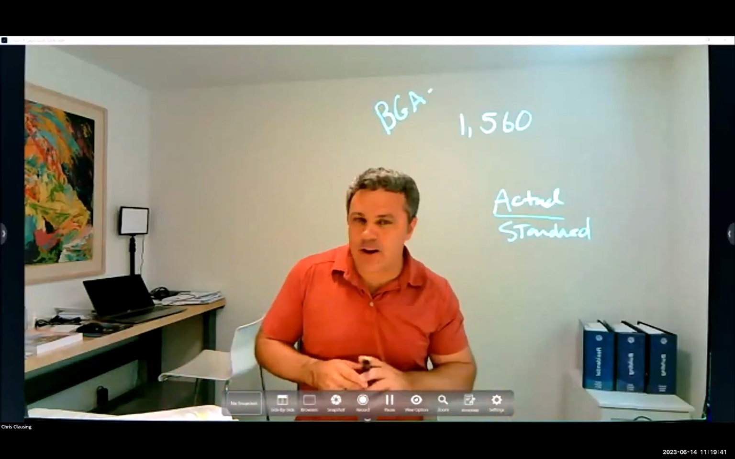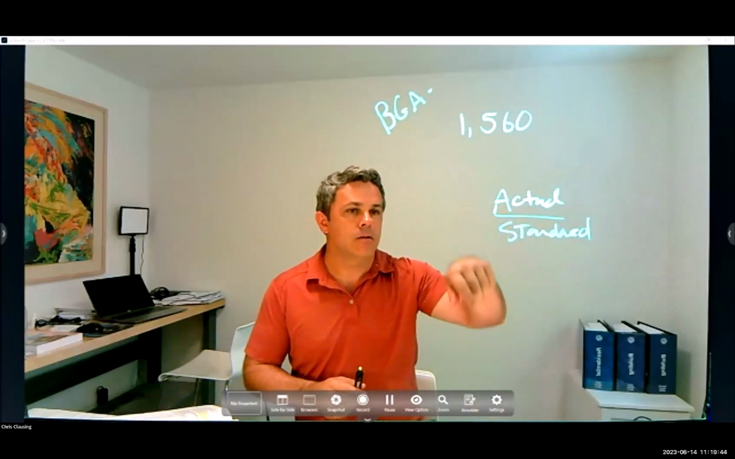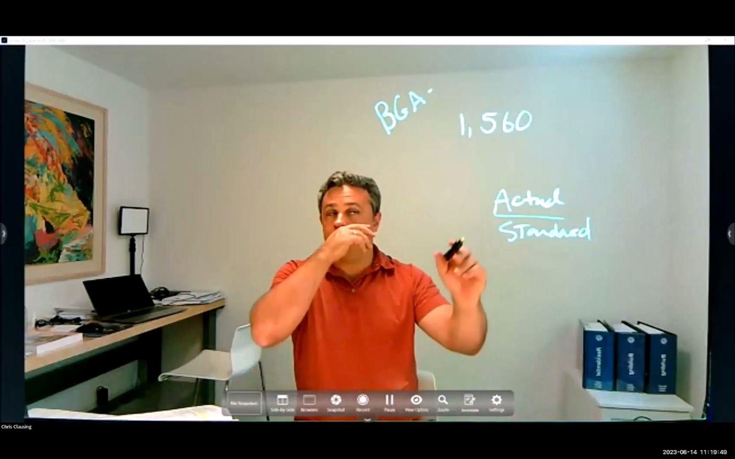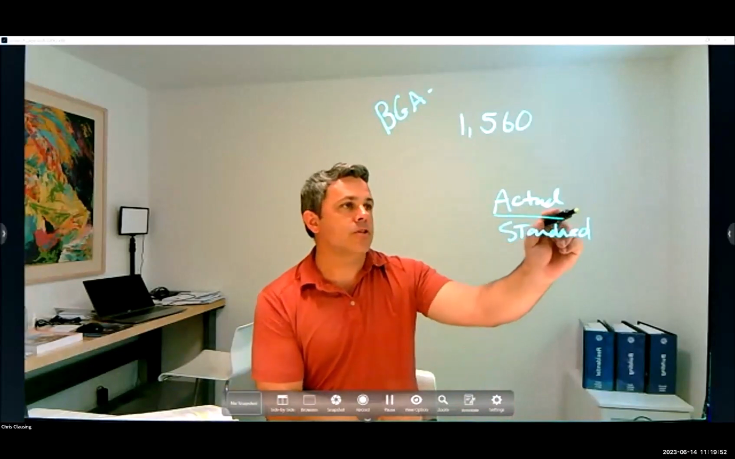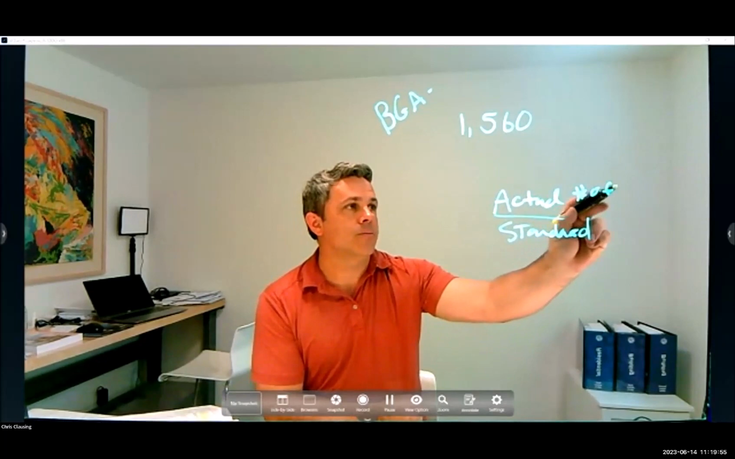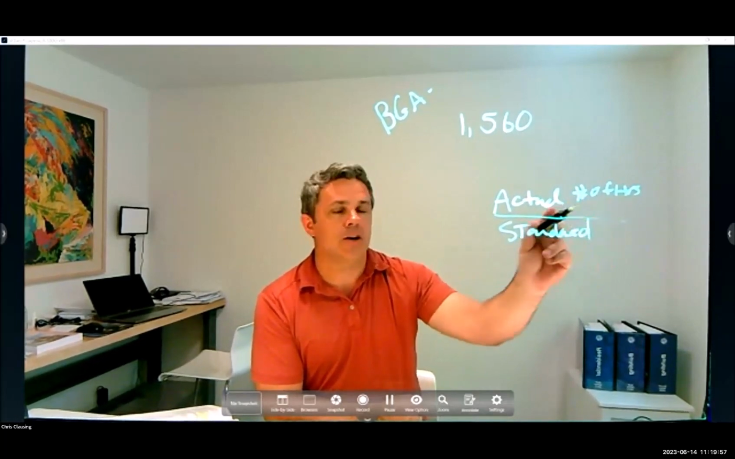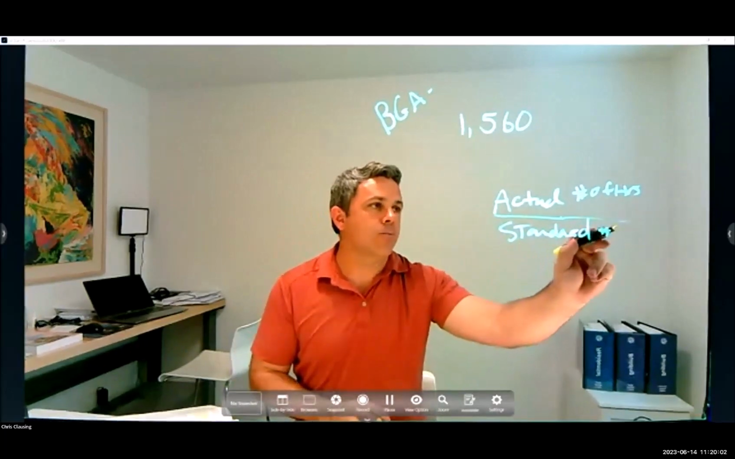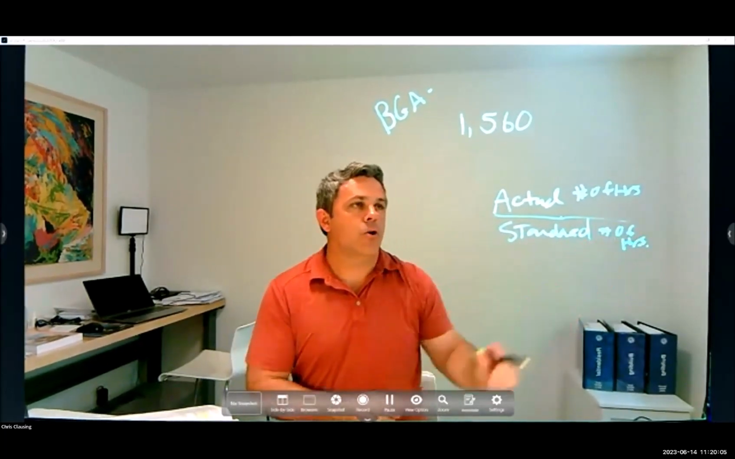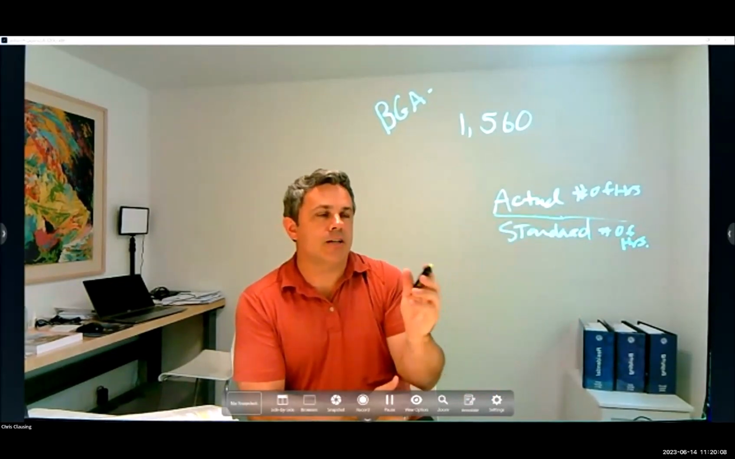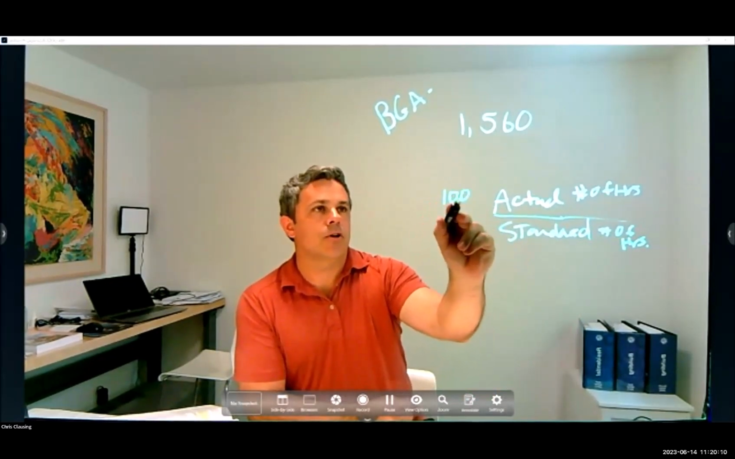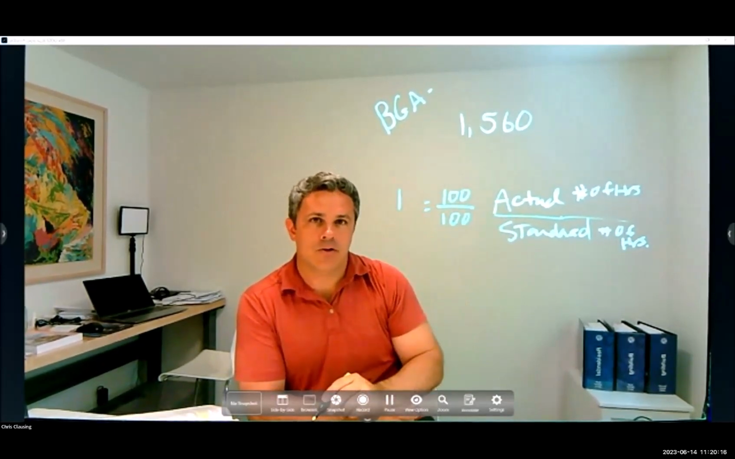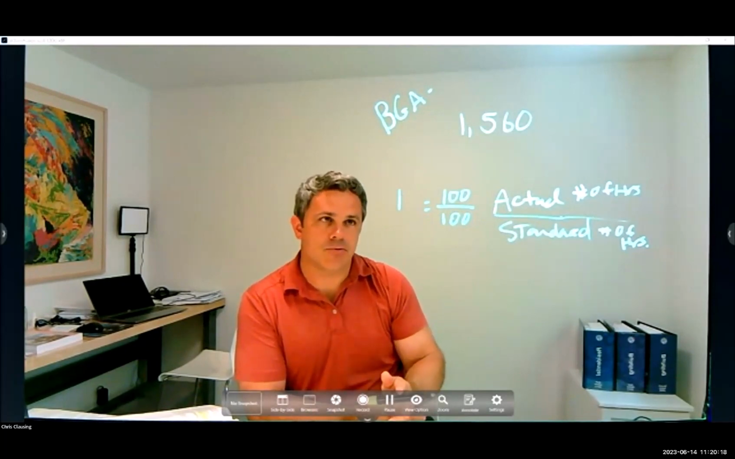Can you see my screen here? Okay. So this is actual to standard. This is the actual number of hours that something takes you, and this is the standard that you would get off some sort of estimating book, like the industry standard number of hours, right? So if the project actually takes you 100 hours and the standard is 100 hours, your performance ratio is a 1. That means it took you the amount of hours that it should have.